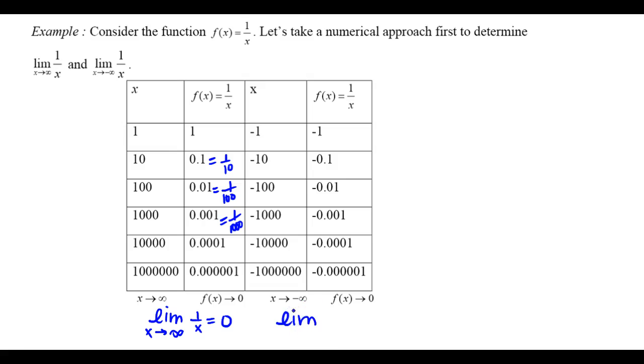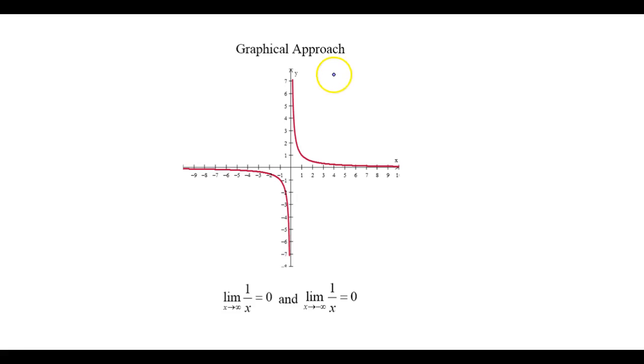So the limit as x approaches negative infinity of 1 over x is also 0. Now 1 over x is a basic function, so we should know its graph. So let's take the graphical approach next. Here we have the graph of 1 over x. It is one of the basic functions, so we should know that it has a vertical asymptote at x equals 0 and a horizontal asymptote of y equals 0.